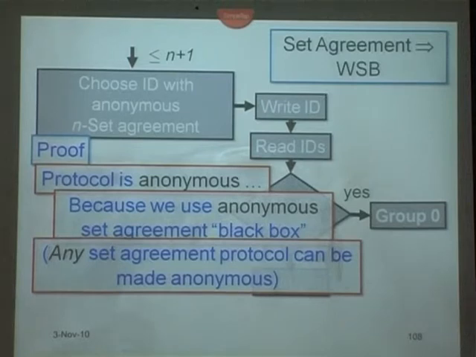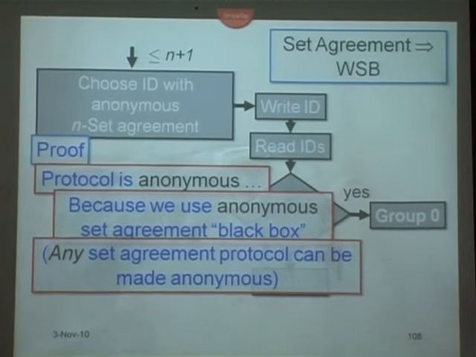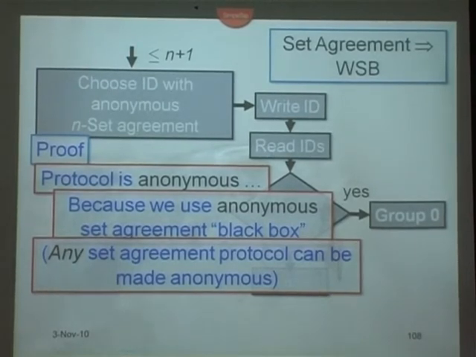Okay. And what's anonymous about it is that if I permute the IDs, if I permute the inputs, then I permute the outputs. That's what anonymous means. So I can't say, oh, my serial number is a prime number, and then do something different. So anonymous just means symmetric under permutation of process IDs.